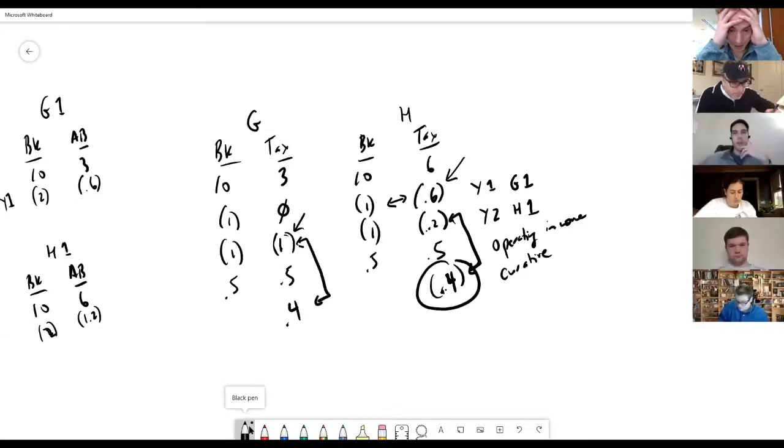Quick question. Yes. Your notation on the right side with year 1 G1 and then year 2 H1. Yeah, I'm sorry, year 1. That's a mistake. Okay, cool. Yeah. Well, this is all year 1.